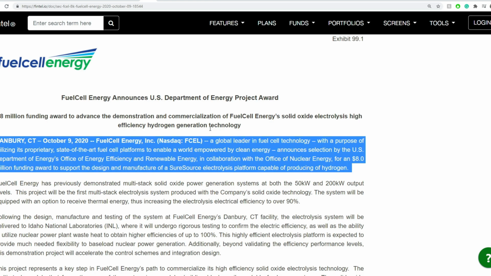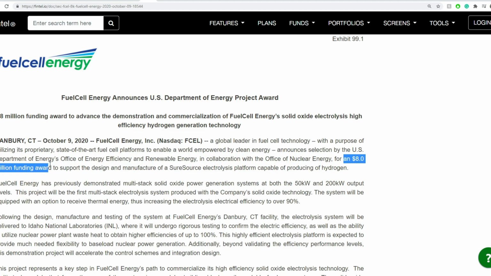Basically it also received a US Department of Energy project award. FuelCell Energy Incorporated is a global leader in fuel cell technologies with the purpose of utilizing its proprietary state-of-the-art fuel cell platform to enable a world empowered by clean energy, and announces a selection by the U.S. Department of Energy, Office of Energy Efficiency and Renewable Energy. Basically, they were given an $8 million funding award to support design and manufacturing of SureSource electrolysis platforms capable of producing hydrogen. The wording is a little bit weird there, but we get the point.